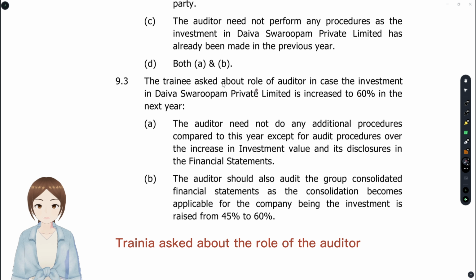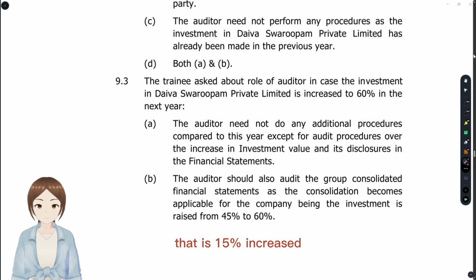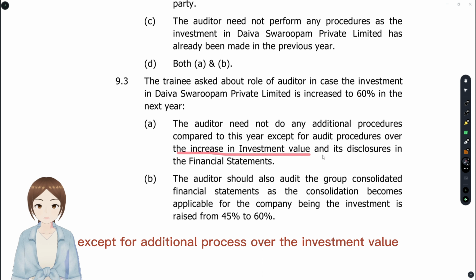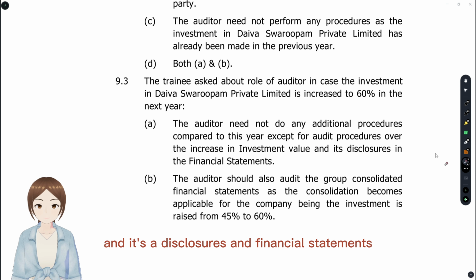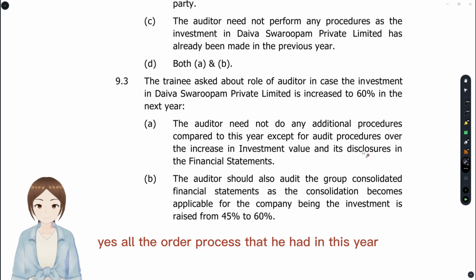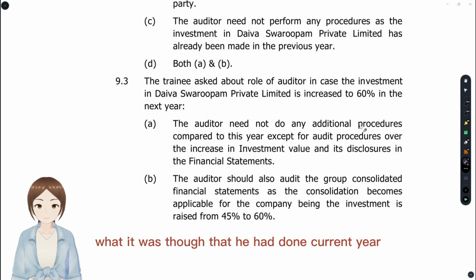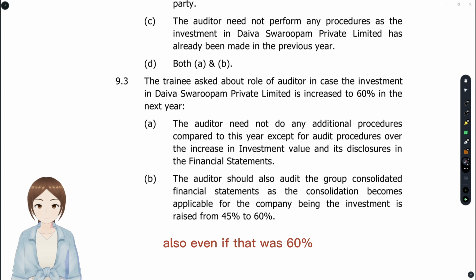The trainee asked about the role of the auditor in case the investment in its subsidiary has increased to 60%, that is from 45 to 60%, a 15% increase. The auditor need not do any additional procedures compared to this year, except for additional procedures over the investment value and its disclosures in the financial statements. All the audit procedures he had this year he could do again, and only with regards to the increased investment value does he have to do more. All the audit procedures done in the current year should be copy-pasted for the next year also, even if it was 60%.